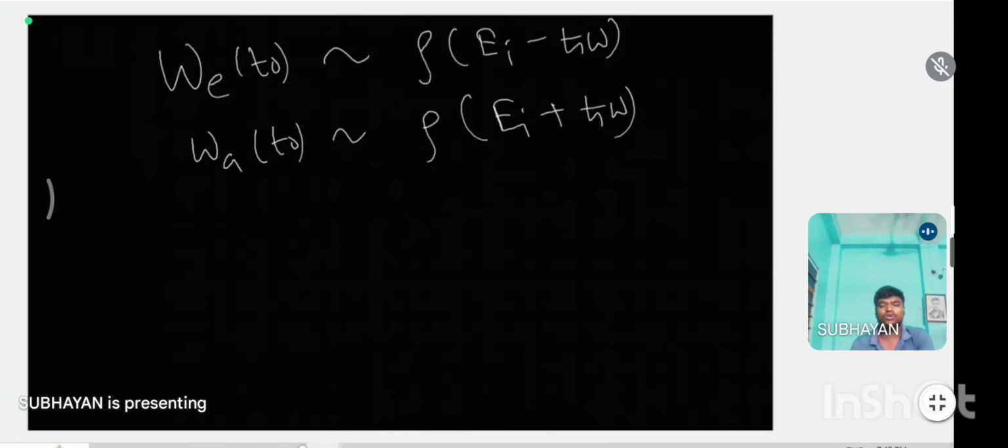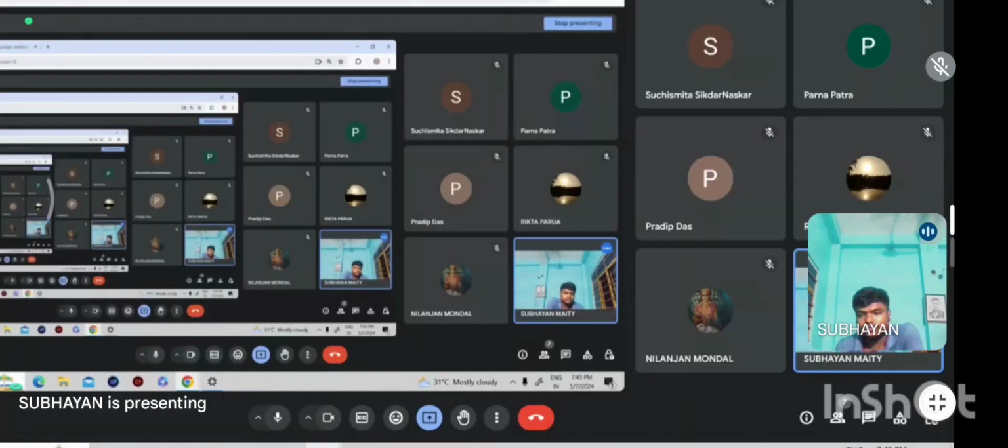E_i plus h cut omega. Okay, for constant perturbation, what was the form of Fermi's golden rule? For constant perturbation, what was the Fermi's golden rule?